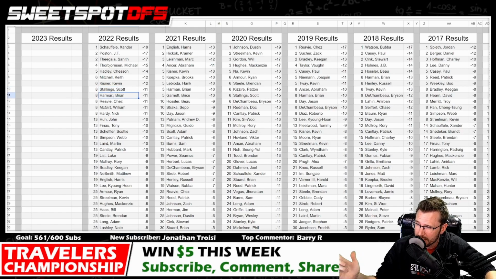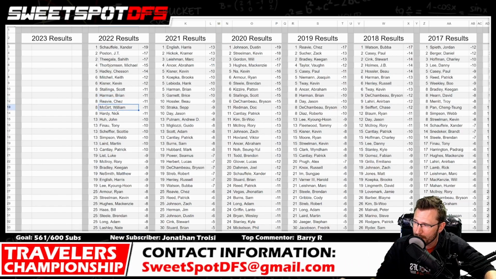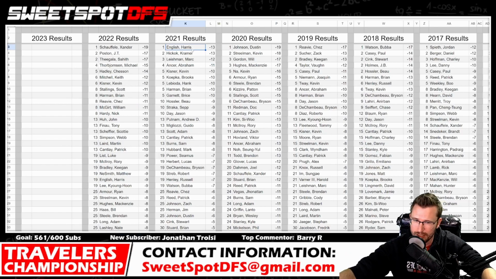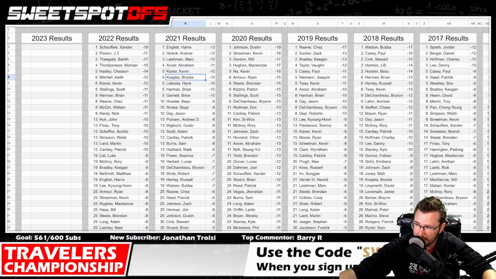Harman's a lefty that hits a draw, so that'd be like a fade for us. Reavie hits a fade. I think McGirt hits a fade. Going to 2021, English basically hits both shot shapes, but he hits a tight little draw most of the time. I don't remember what Hickok does. Leishman hits a fade. Anser hits a fade. There's Kisner once again hitting a draw. Koepka hits a fade.